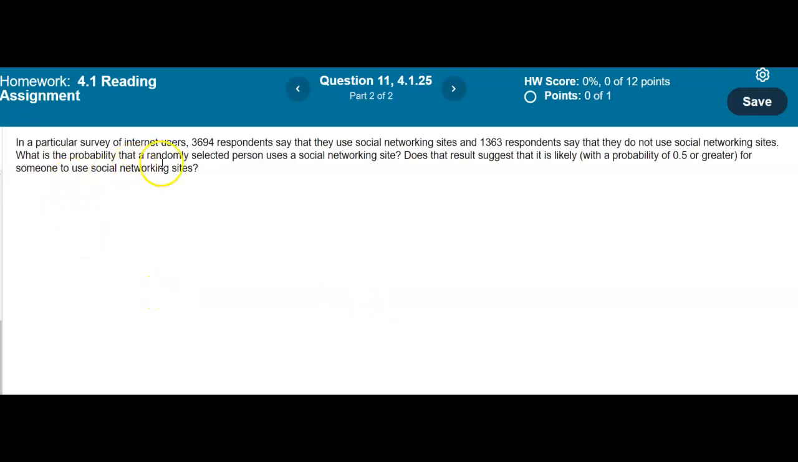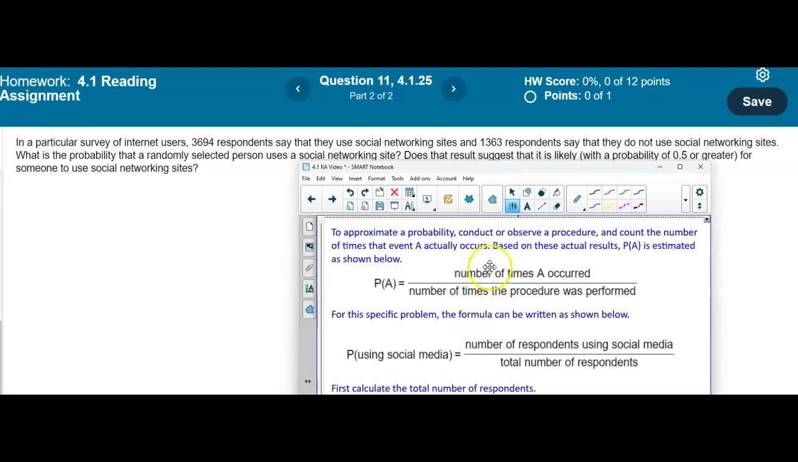In a particular survey of internet users, 3,694 respondents say that they use social networking sites, and 1,363 respondents say that they do not use social networking sites. What is the probability that a randomly selected person uses a social networking site? And does that result suggest that it is likely, with a probability of 0.5 or greater, for someone to use social networking sites? So first, let's go ahead and take a look at this.